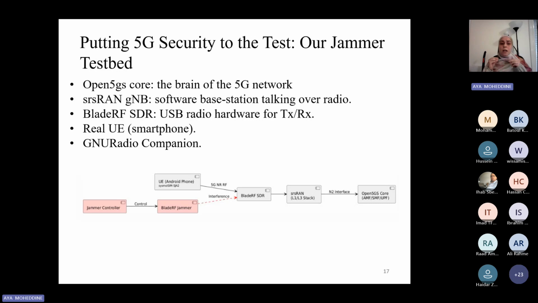The SRS RAN G-Node B is the software-based base station, instead of having a tower for the 5G base station. It runs on a Linux-based PC, which is also connected to the BladeRF, because we are using two BladeRFs, as we can see in the figure. The first blade is used for emitting the 5G signals, and the second blade is used for emitting the jamming signals. We also used a real Android mobile phone, equipped with test programmable SIM cards in order to give the user equipment all the keys to be able to connect to the network.